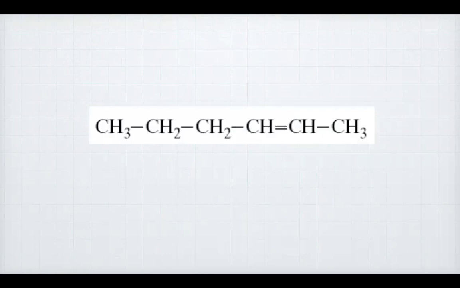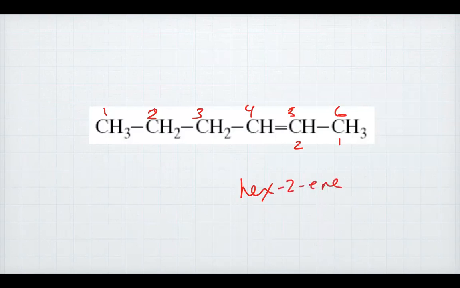This one, you just count 1, 2, 3, 4, 5, 6. 6 is hex. Obviously, we're going to start counting from the right-hand side to give our double bond the lowest number. So it's hex-2-ene, or 2-hexene.